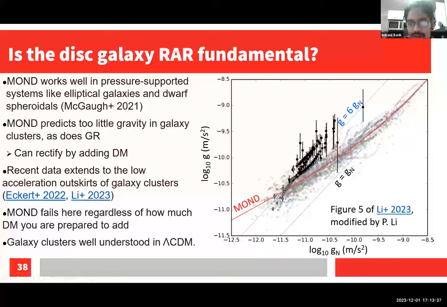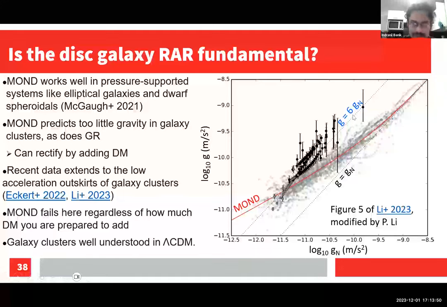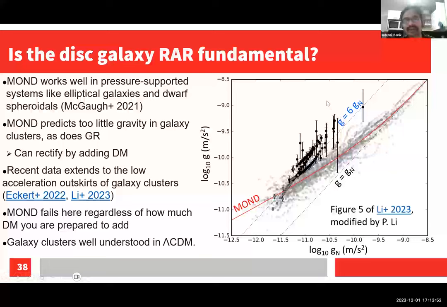What is more remarkable, the data are very nicely on this dotted blue line, which is parallel to the line of equality, but offset up by 0.8 dex, or a factor of 6. So G equals 6 GN is the blue line. That's the prediction of lambda CDM, because galaxy clusters should basically be a microcosm of the whole universe. Based on the CMB and many other constraints, the universe should have 5 times as much dark matter as visible matter. Therefore, the gravity should be 6 times as much as GN. GN refers to the baryons.